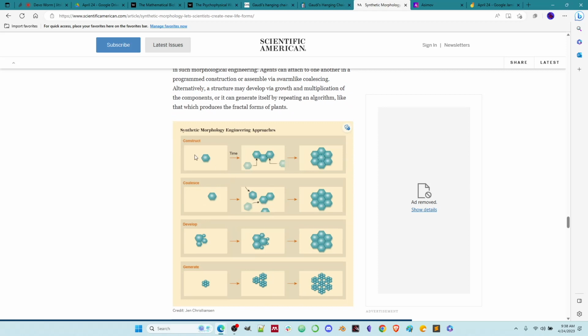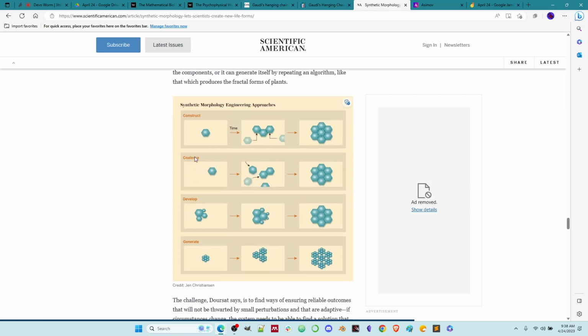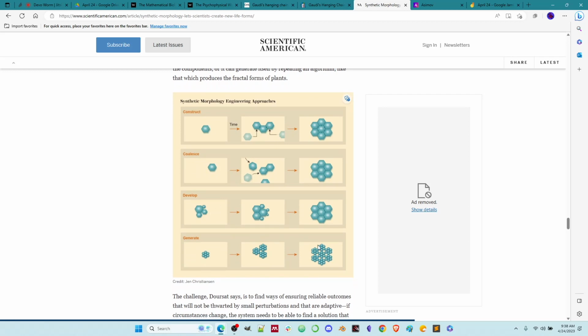They show some different synthetic morphology engineering applications, such as construct, coalesce, develop, and generate. So you can take single cells and put them together in different ways according to function. Construct is to take a single hexagonal cell to form a little row of these, and then you can form an array of hexagonal cells. Coalesce is where you don't stack an array. You actually let them drift into an arrangement that looks very similar to construct. Develop is where you let the cells change their shape in the array, and then they grow according to differential rules, and you end up with the same structure.